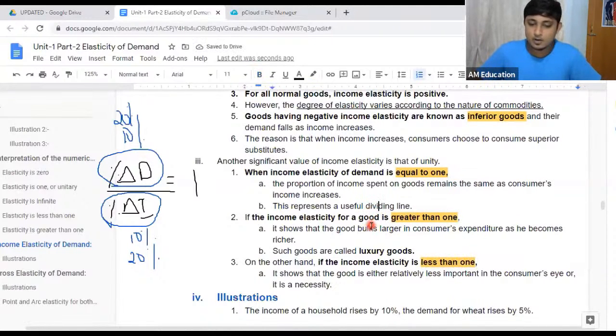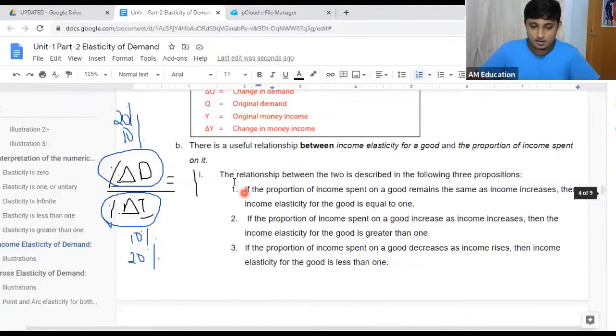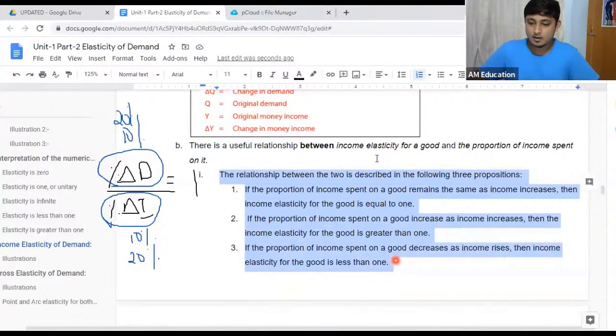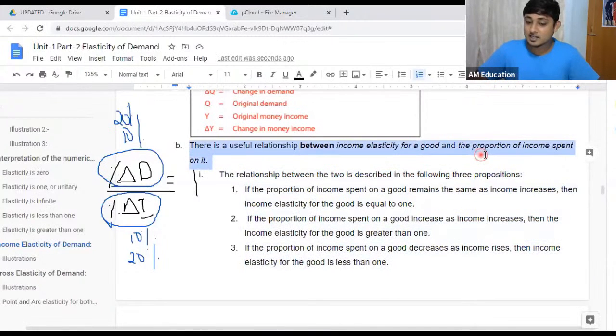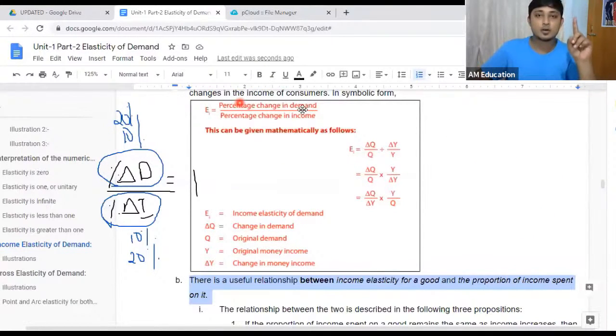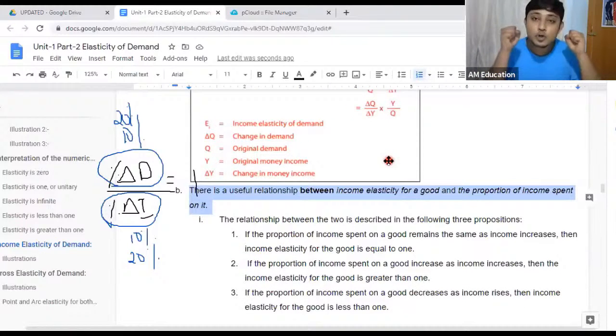Did you guys remember we learned something of the same sort here? There is a useful relationship between income elasticity of a good and the proportion of income spent on it. That means first you find out the income elasticity using this formula, and then compare it with the proportion of income spent. You'll get an income elasticity: 0, less than 1, 1, more than 1, or infinite. You might get some number according to this.